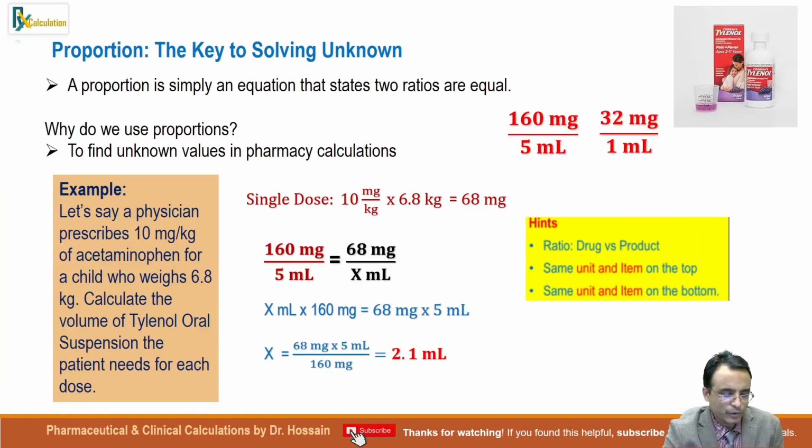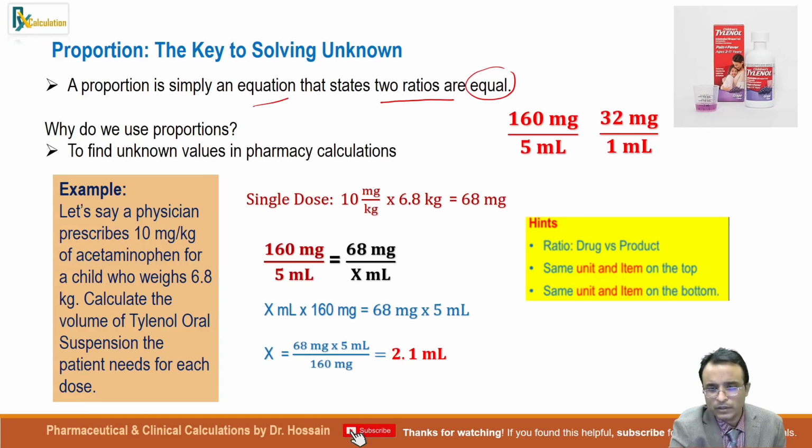Let's talk about proportion. A proportion is simply an equation that states two ratios are equal. So do you think these two ratios are equal? Let's check. If you divide both the numerator, the top number, and the denominator, the bottom number, by the same non-zero number, the value of the ratio remains unchanged. This is just simplifying the ratio.